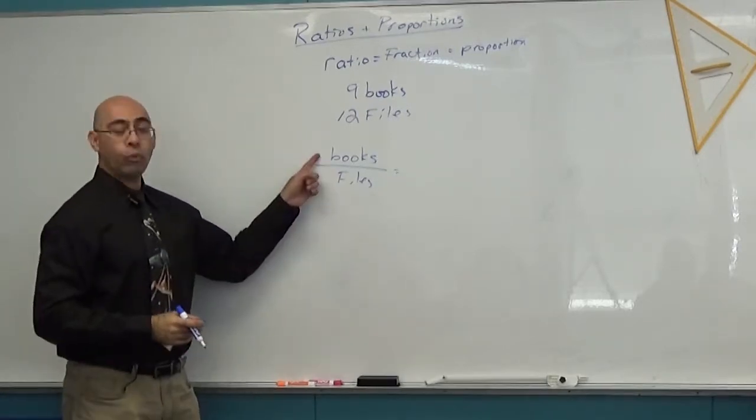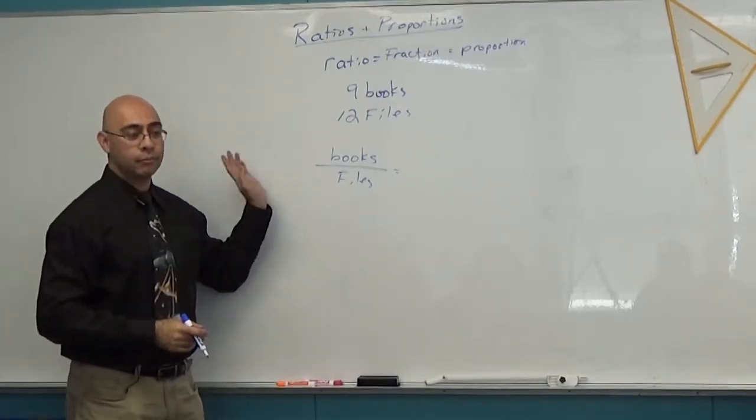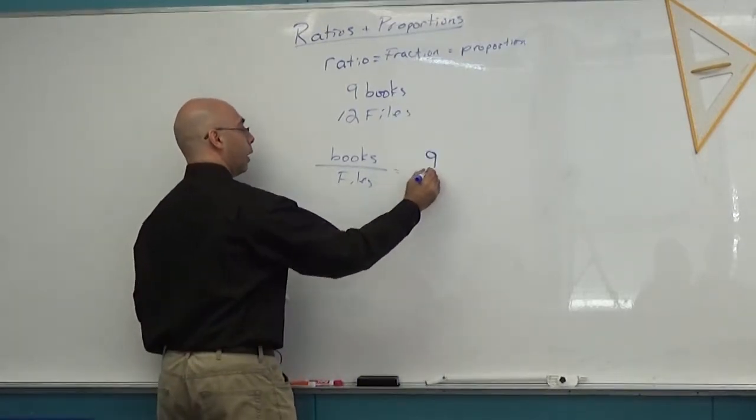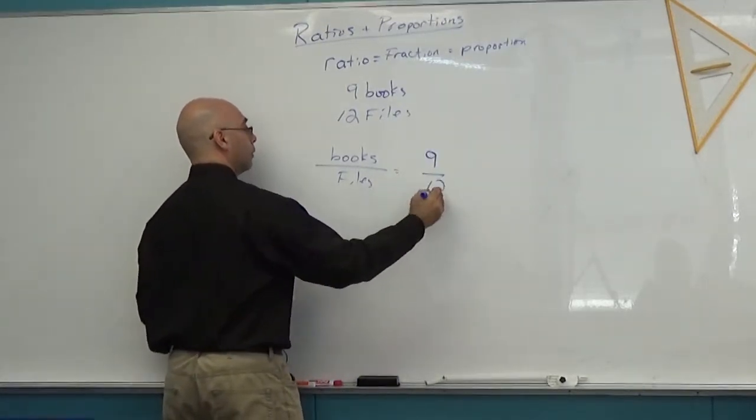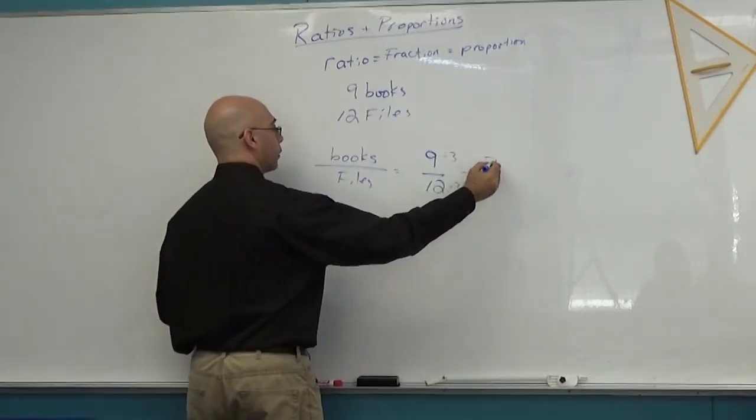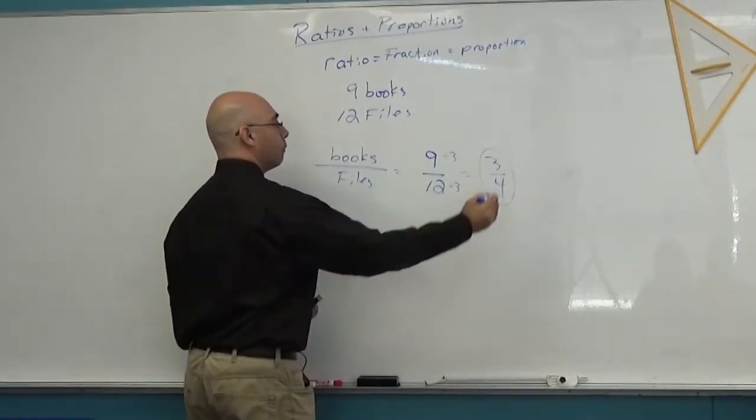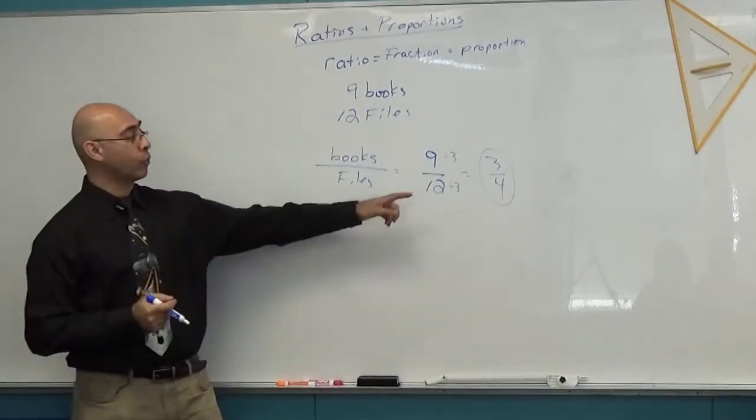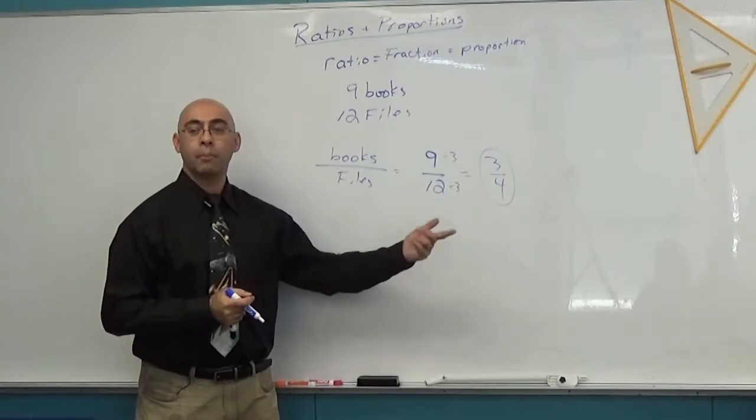So key idea, if you write out in words what they want, you're set. How many books are there? 9. How many files are there? 12. What goes into 9 and 12? 3. So the answer for part A, the number of books is 3/4 the number of files.